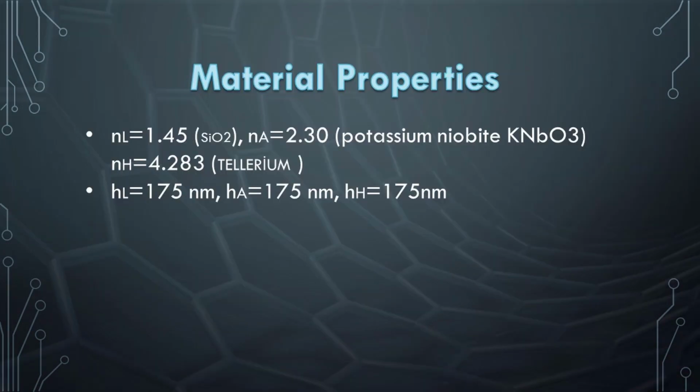One of the important points in our design is material properties. We choose 3 different materials, which are tellurium, silicium dioxide, potassium niobide, and we choose thicknesses 175 for all materials. Let's look at our design.